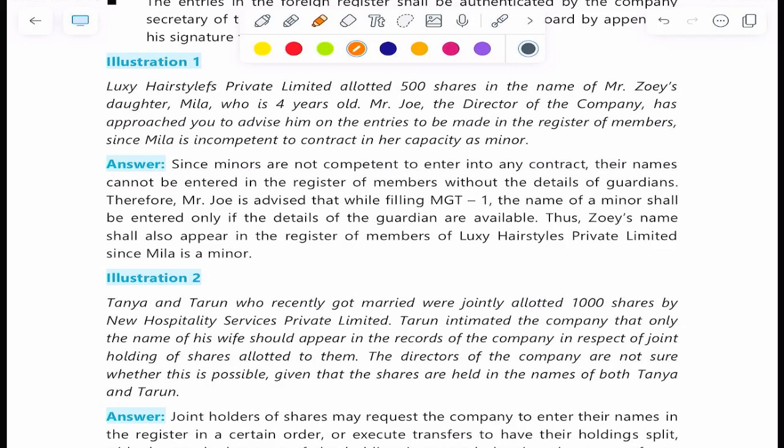Since minors are not competent to enter into any contract, their names cannot be entered in the register of members without the details of guardian.